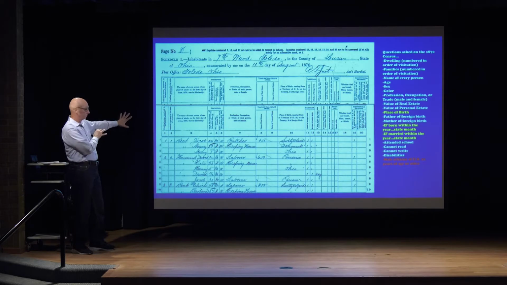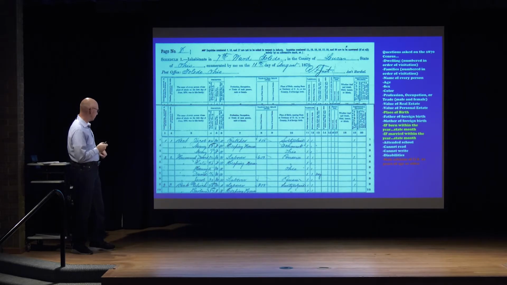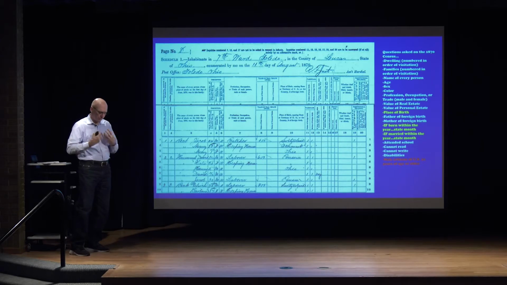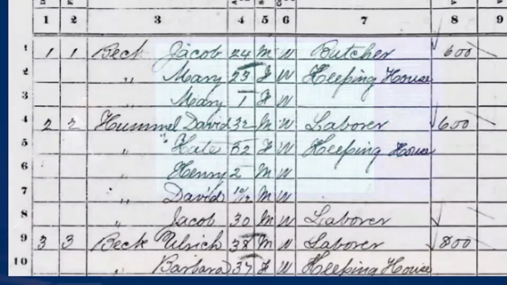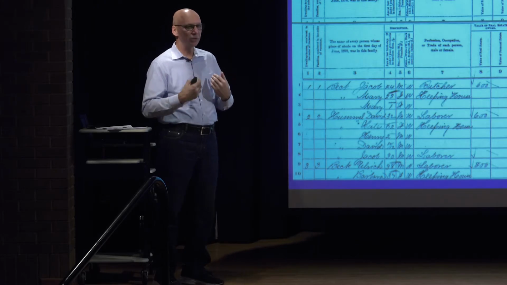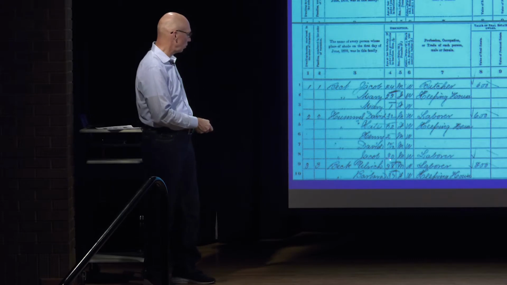Pulling up this particular item from the 1870 census to draw your attention to the Hummels. We see here David, Kate, Henry, David, and Jacob. We can fairly guess and pretty much be confident in that guess that Kate is the mother of Henry and David. What we don't know is Jacob. His name, according to the census taker, is still Hummel. We could be fairly certain that Jacob is in fact the younger brother of David.